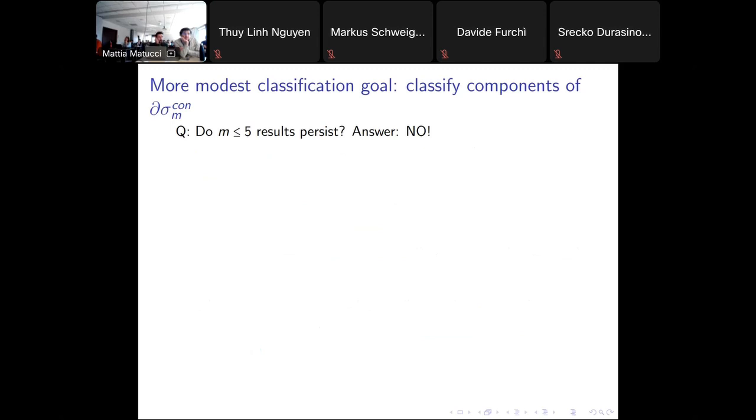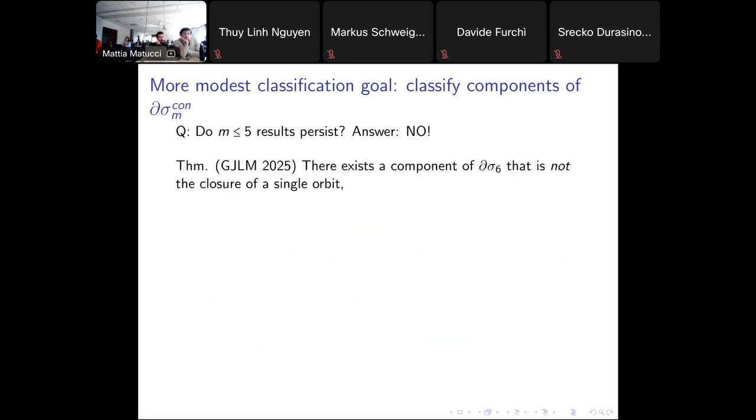It fails. And let's just cut to the chase. Already for 666 tensors, there's a component that is not the closure of a single orbit. In particular, that has moduli. So there's a non-trivial moduli space when m equals 6. And I'm even going to be able to describe the moduli space for you as follows.